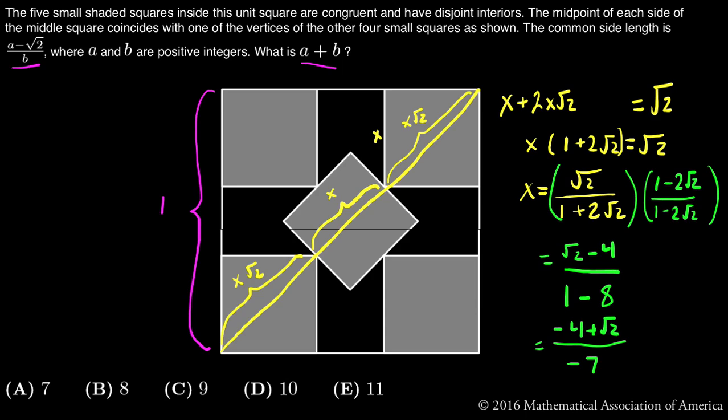But I see here that I want A and B to be positive integers, and I want a minus root 2 here. So I'll just multiply top and bottom by negative 1. And I will get 4 minus root 2 over positive 7. A plus B will be 11.